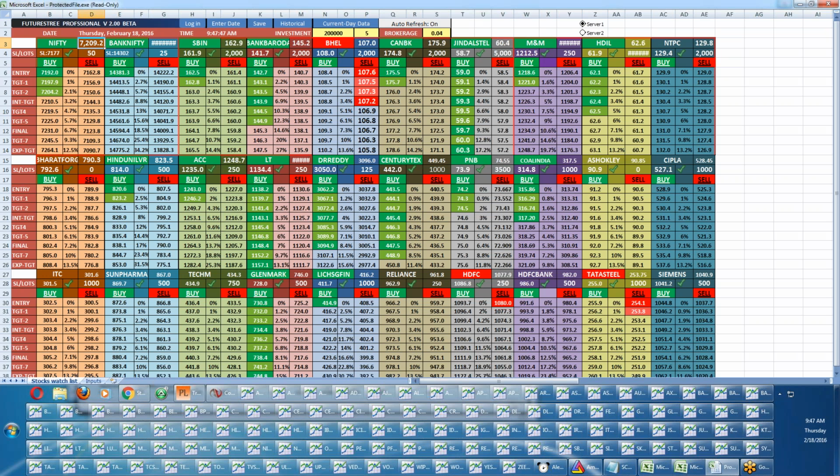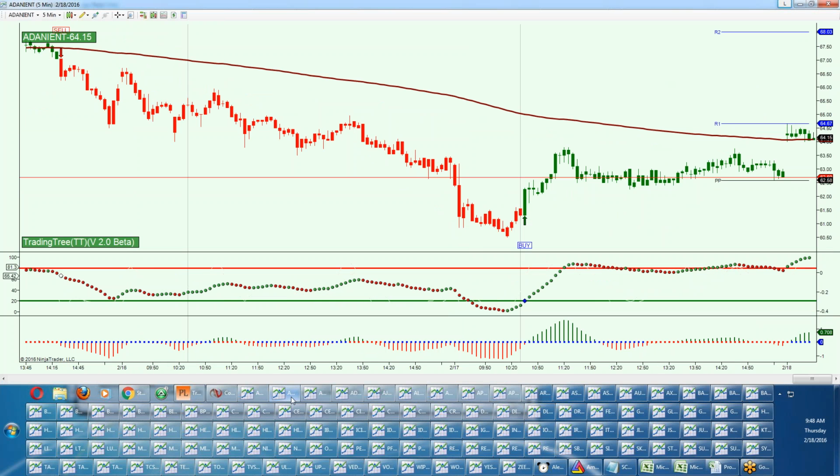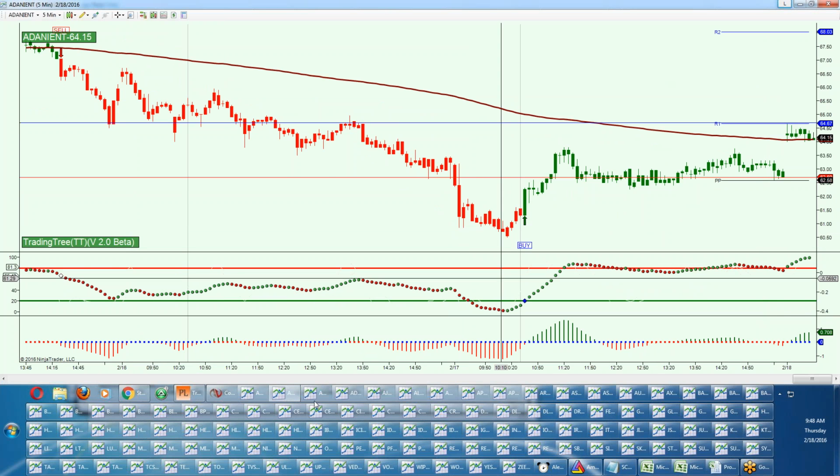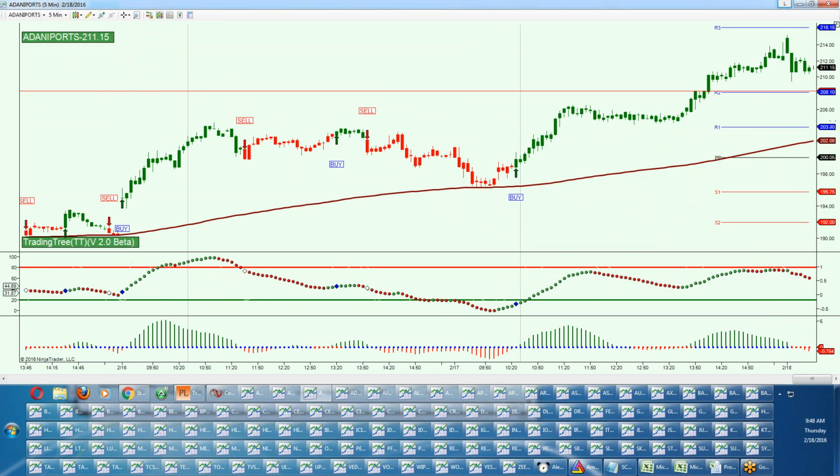So we have a buy in Bank Nifty now, 14,381, and 14,302 will be your stop loss. Adani Enterprises, you can consider buying above 64.70. So these are the trades which I am giving from TradingTree.